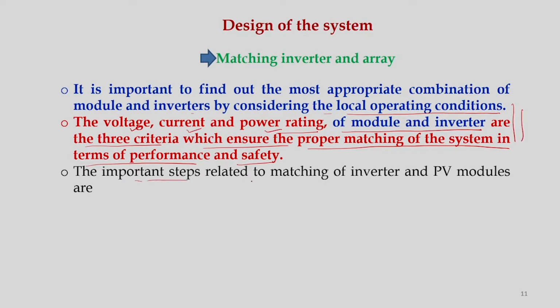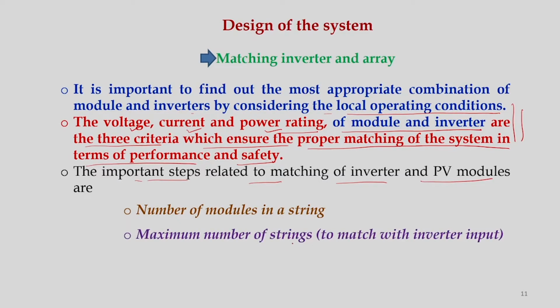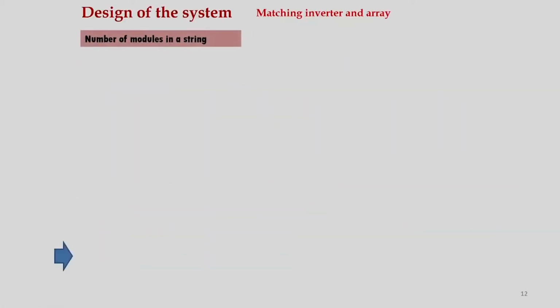The important steps related to matching of inverter and PV modules are the number of modules in a string, meaning how many modules will be connected in series. When you say string, that is a series connection. Then the maximum number of strings to match with inverter input, and matching of the power rating. These 3 components are very essential for designing. Now, what we will do? We will try to calculate the number of modules in a string now.